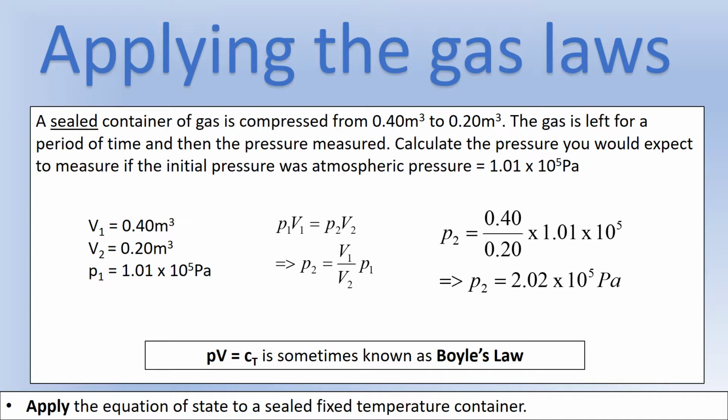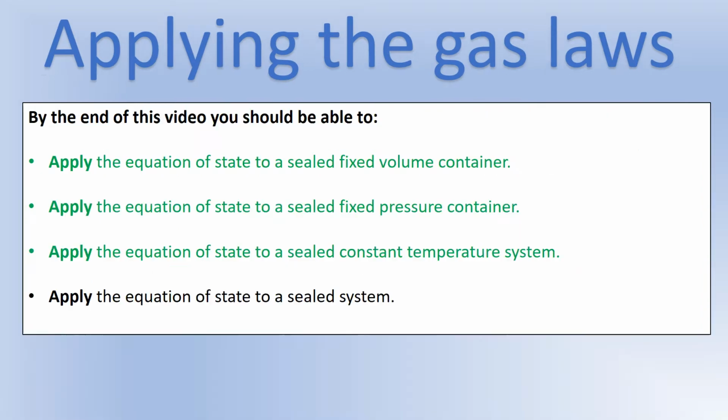So the reason it tells you it's left for a long period of time is because that means the temperature is going to return to what it was initially. Because if it gets hotter, it's going to send thermal energy out to the surroundings and become the same temperature again. So that's what that piece of information tells you. It tells you it's a constant temperature process. Okay, so to the last one.